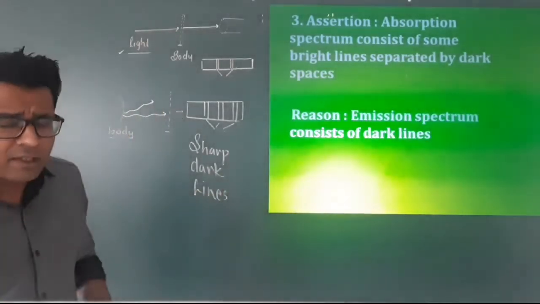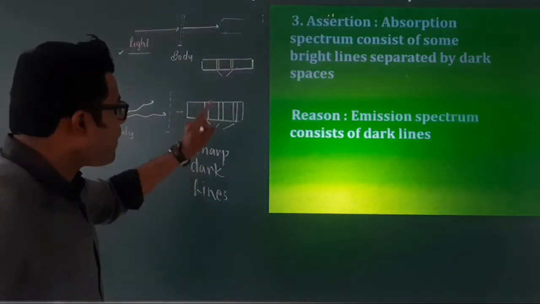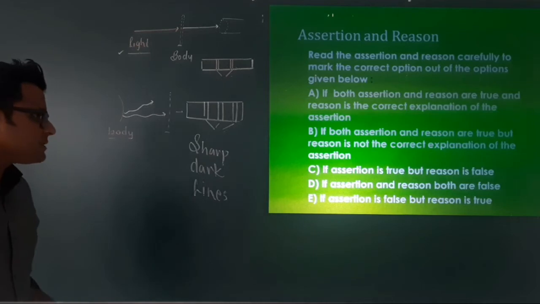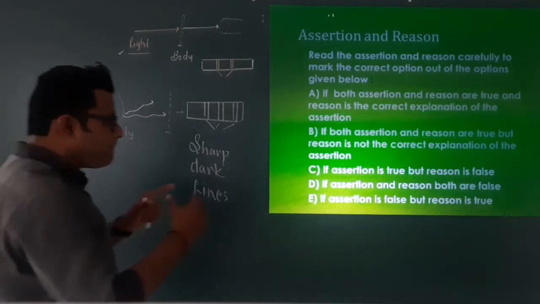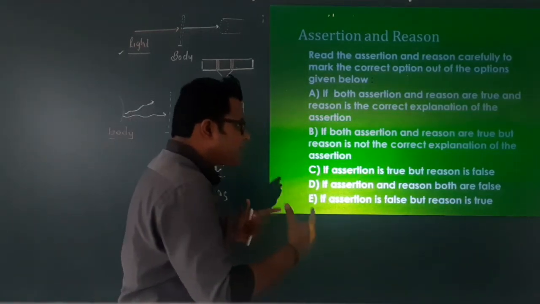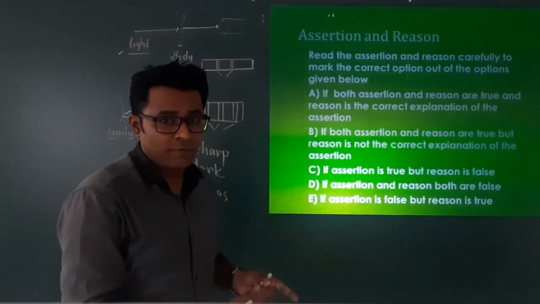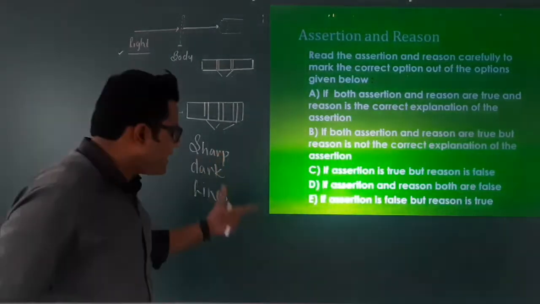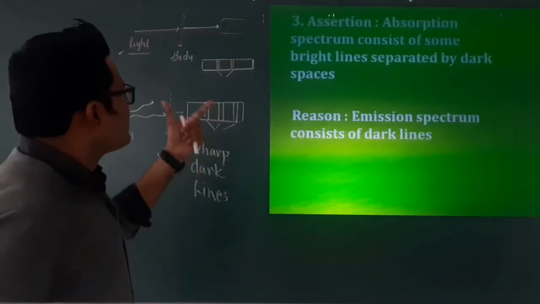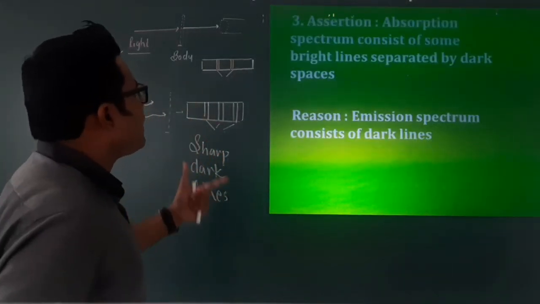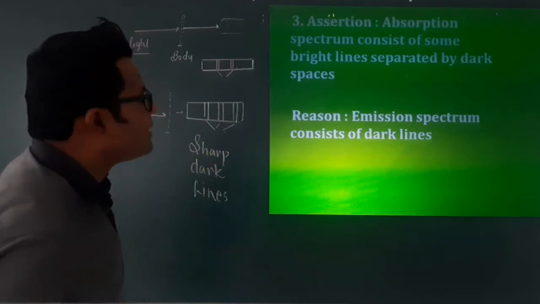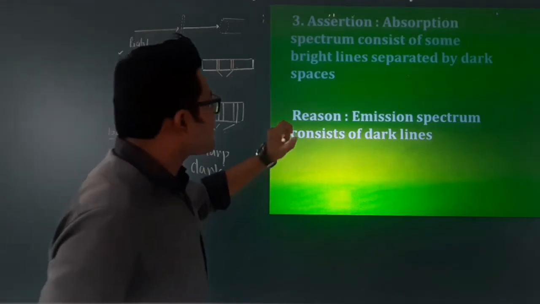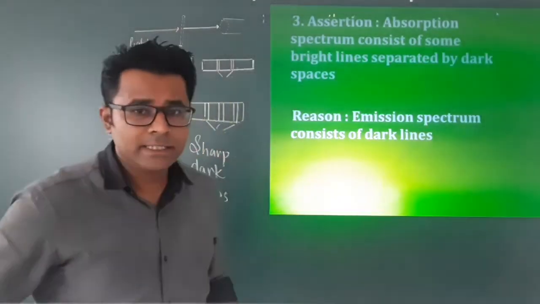So when we observe the different options given to us, in that particular case both the assertion and the reason are false, because both of them do not match the explanation. So therefore, both of them are wrong. So for question number 3, the answer is B, right?